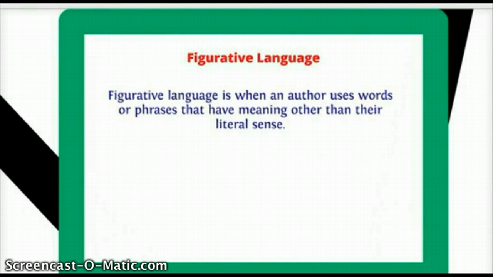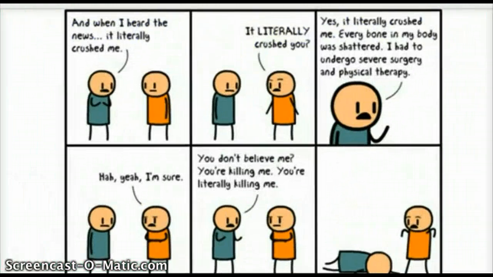So today we're talking about figurative language. Figurative language is when an author uses words or phrases that have a meaning other than their literal sense. Let's look at a little comic strips to see if we can understand that a little better. So you see in this one, this character is trying to use a literal meaning. The yellow guy thinks he's being figurative, and I'll give you some time to read that for a second.